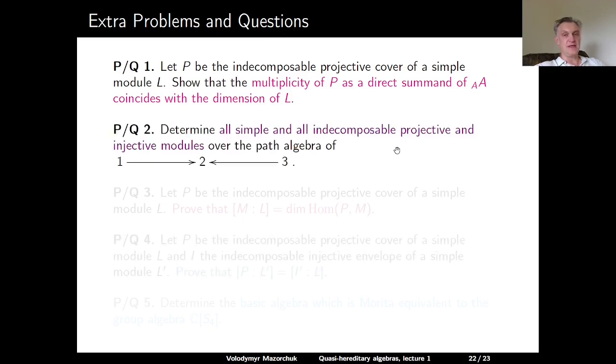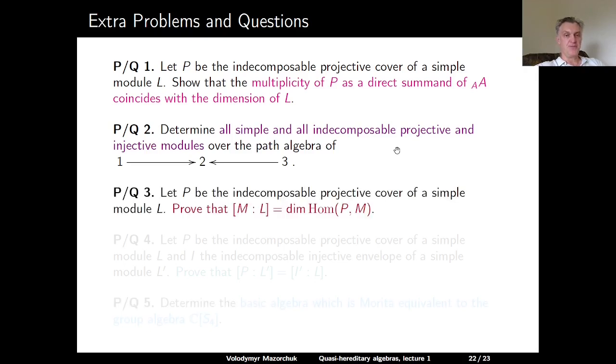Problem question 2. Determine all simple and indecomposable projective modules and also indecomposable injective modules over the path algebra of the following quiver. We have 3 vertices 1, 2, and 3, and we have an arrow from 1 to 2, and an arrow from 3 to 2.